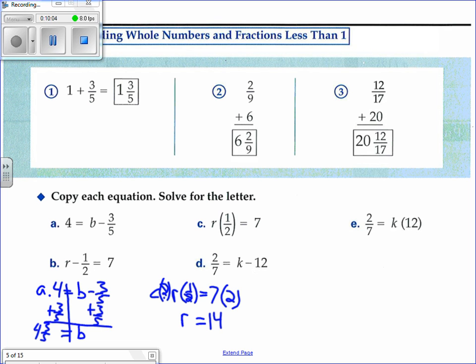Again, pause the video at this point and work on B, D, and E. Once you are done with those, go ahead and resume the video to continue working on part 5.